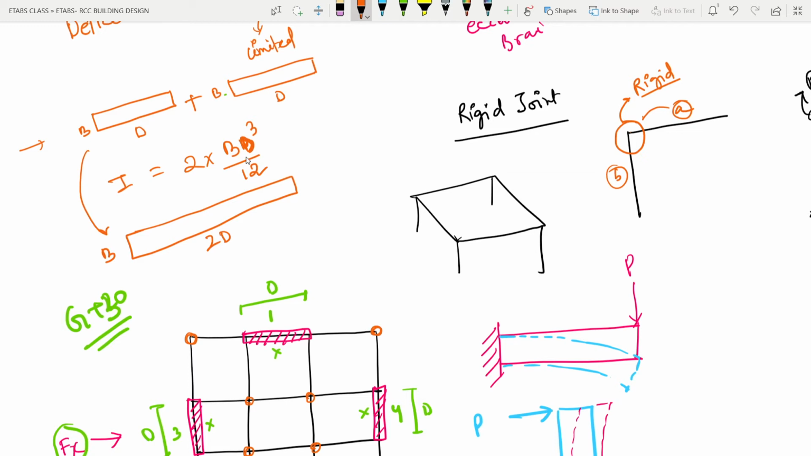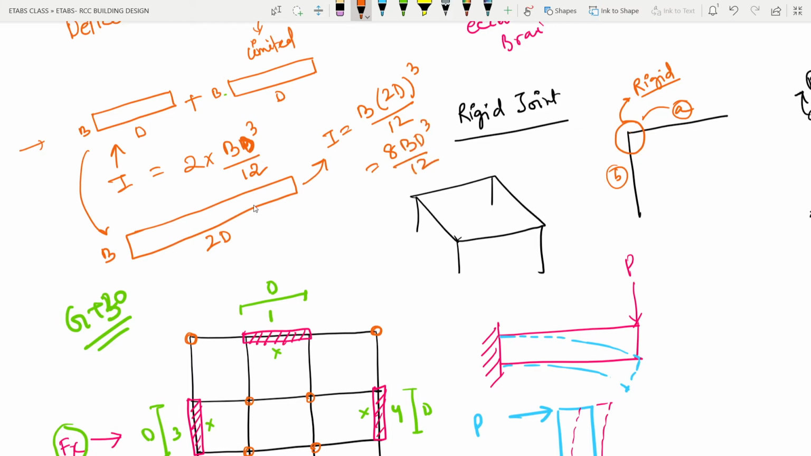So let us find out the moment of inertia for this particular wall as a whole, combining these two walls. How much will it be? I equal to B times (2D) cube by 12. How much is it? It will be 8 BD cube by 12.